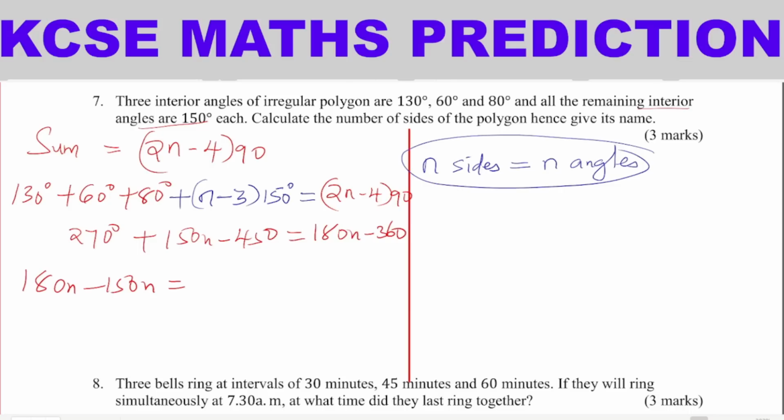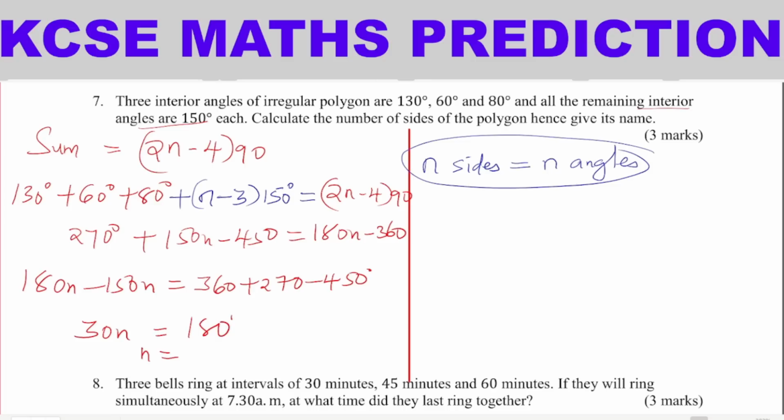So 360 plus 270 minus 450. What I'm doing is grouping the like terms together. So 180n minus 150n will give 30n, is equal to, you can add these, 360 plus 270 minus 450. So that gives 180.